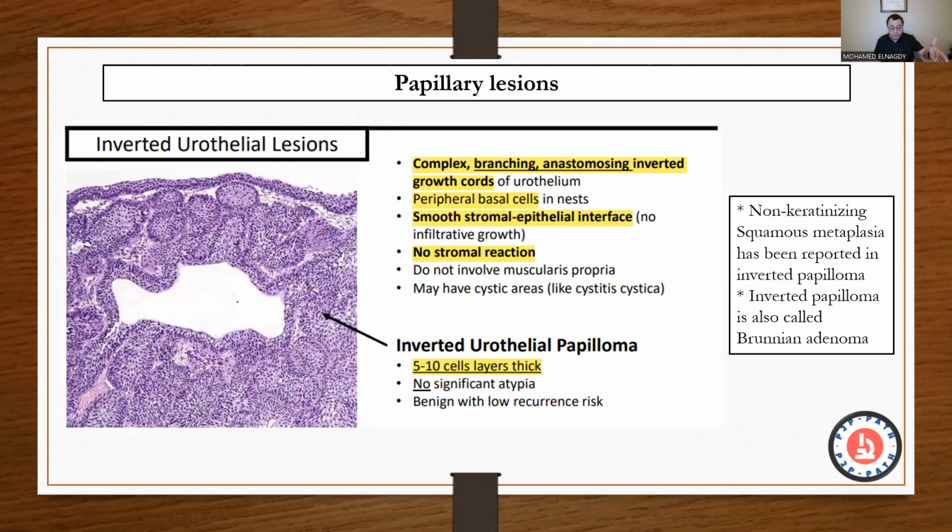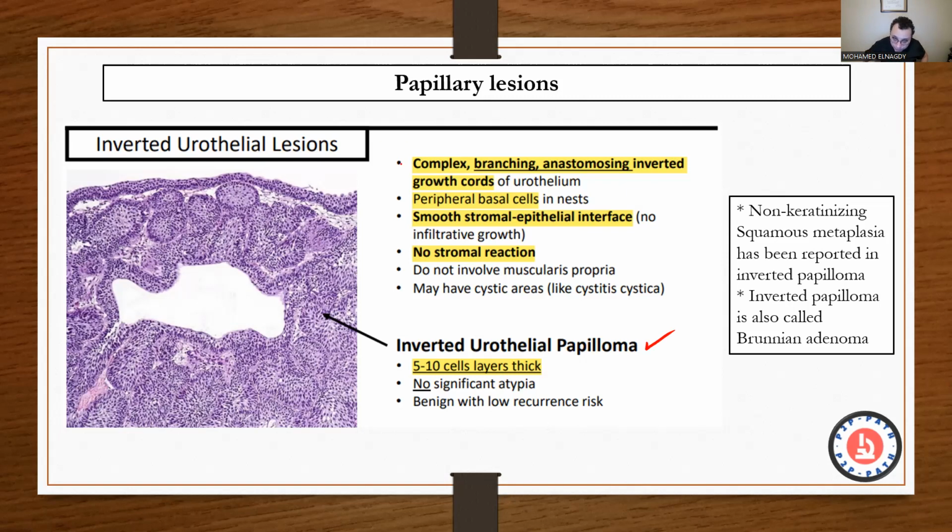Okay, we're still talking about the papillary lesion, but here it's not fingers to outside. These are fingers to inside. I always say these are inside papillae, inside papilloma, or inverted lesions, or inverted papillomas. That's what we call inverted urothelial papilloma. You feel as if you are dealing with papillae, but the papillae are projecting to inside rather than projecting outside in the lumen.